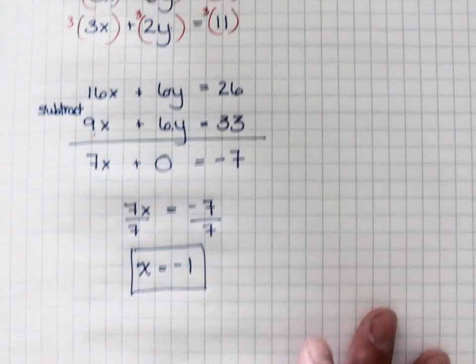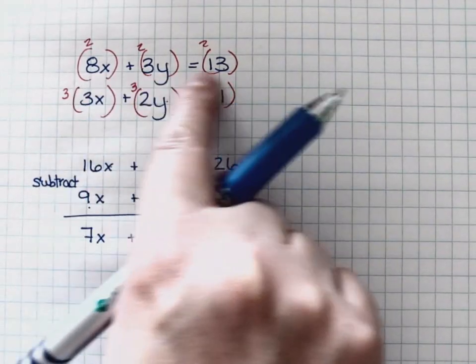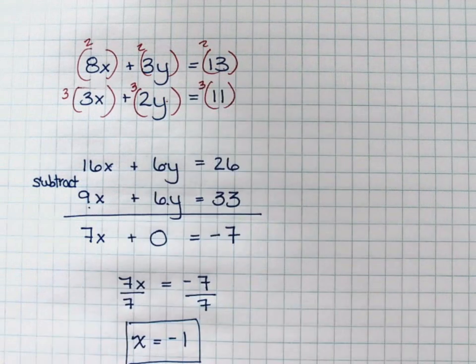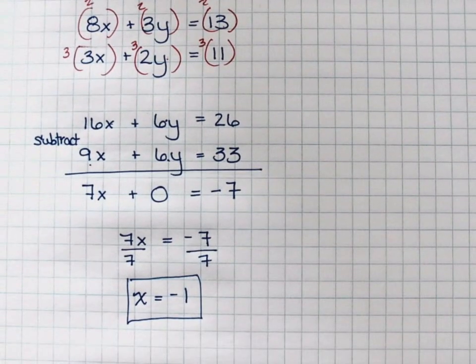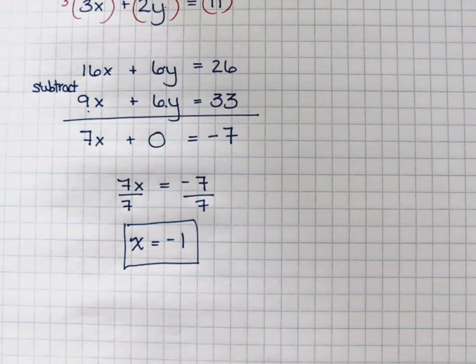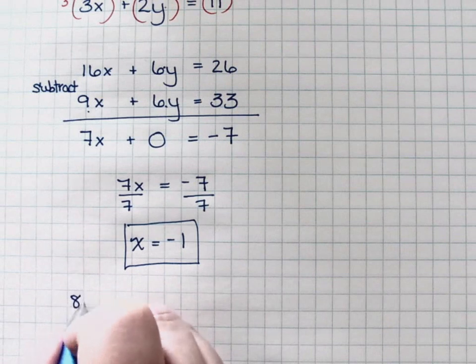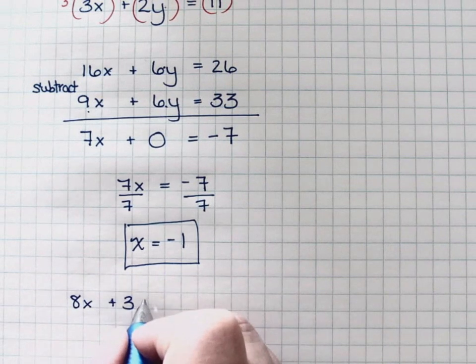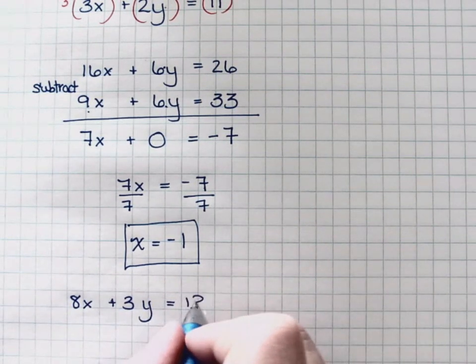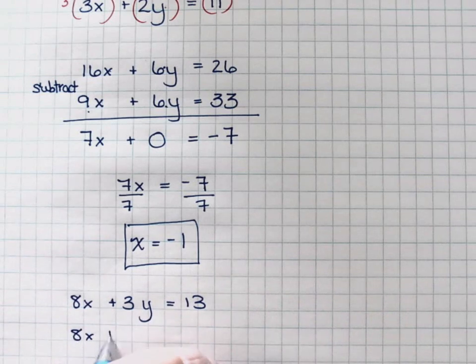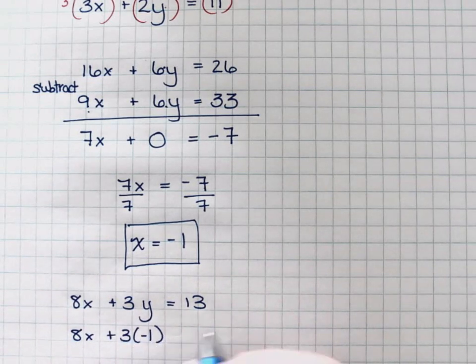So we're going to use one of the equations from up here, and again, I like to substitute into the originals. It's muscle memory for me. I do my systems the same way every time, because then it helps me remember. It doesn't matter what equation you put it in, it will work in either one. So I'm going to use that first one. 8x plus 3y equals 13. So 8x plus 3 times negative 1 equals 13.